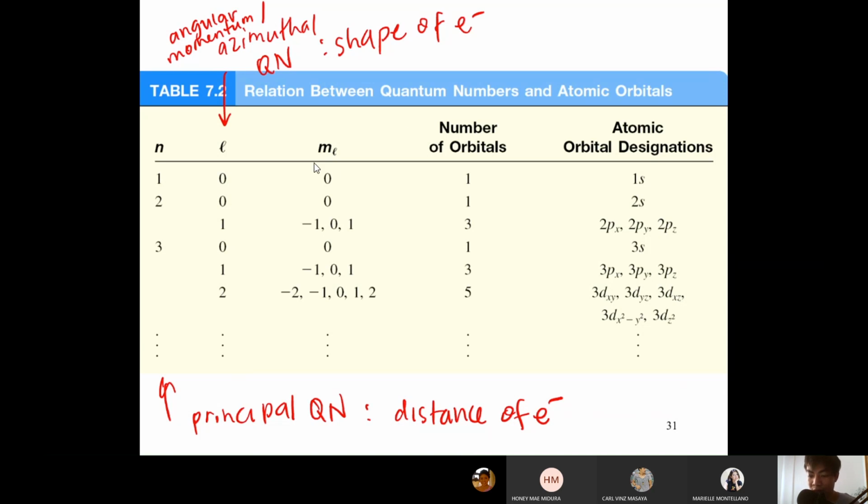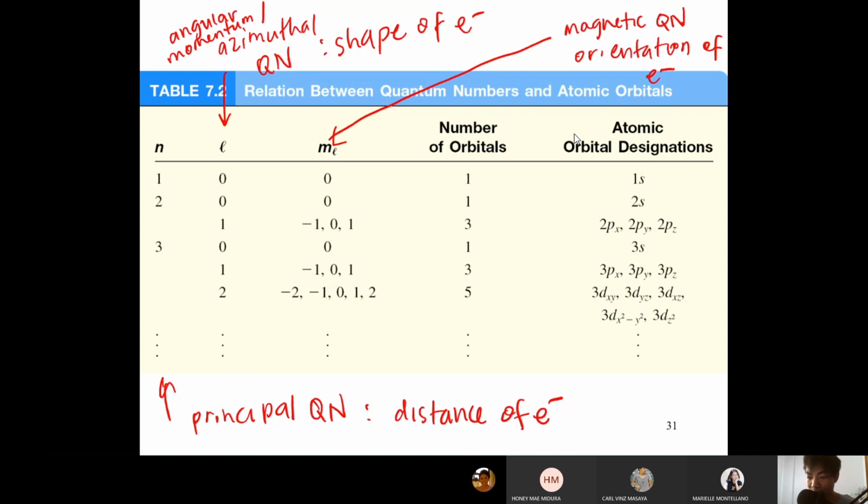ML, ano yan? Ano yung ML? This is the magnetic quantum number, no? That tells us about the orientation of electrons, no? Okay, so remember, iba-iba yung dami ng orientation kada angular momentum, no? Or kada shape, no? For 0 or S, isa lang yung orientation na pwede. For 1, tatlong orientations pwede. X, Y, Z. For 2, limang orientations yung pwede. So, negative 2, negative 1, 0, 1, 2. So on and so forth.